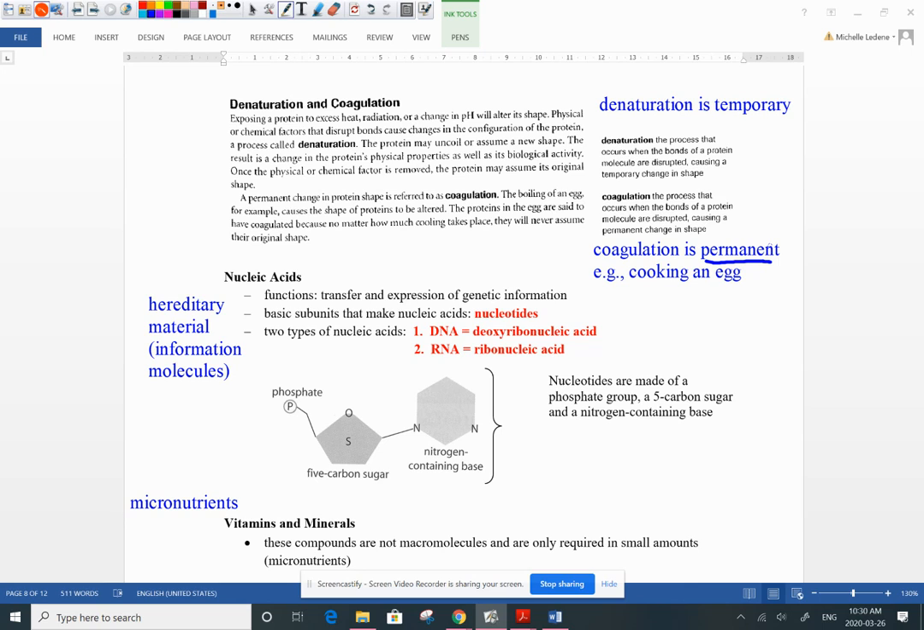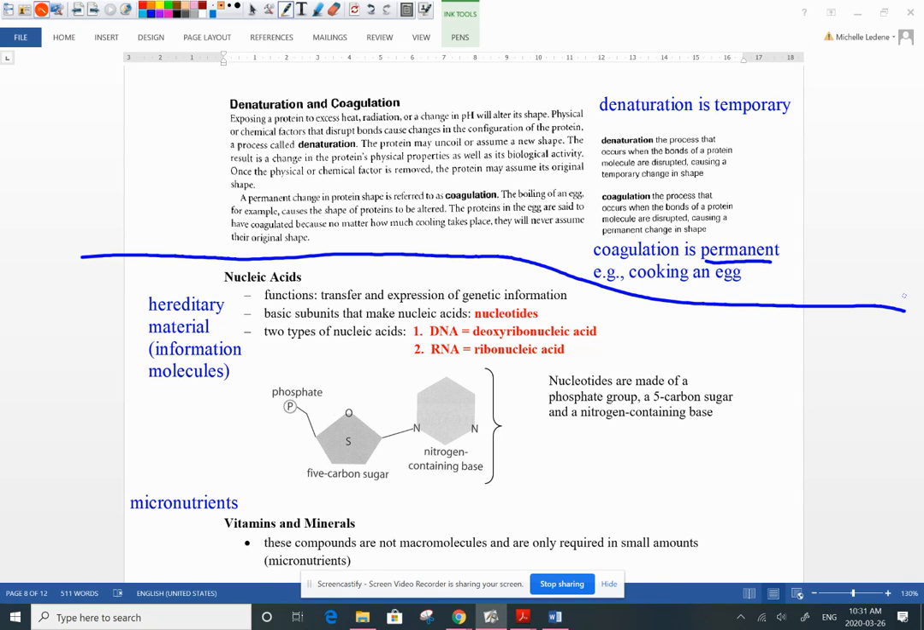Okay, so our last macromolecule that we're going to talk about, and it's kind of the least important one in terms of nutrition, but it is the nucleic acids. And these, I mean, they're important to us, right? They're hereditary material, they're information molecules, but they're not something that we talk about as kind of like one of the big three nutrients.